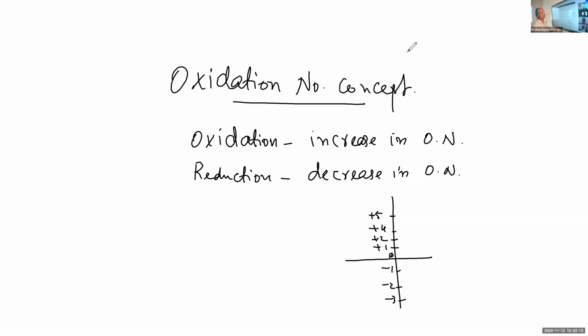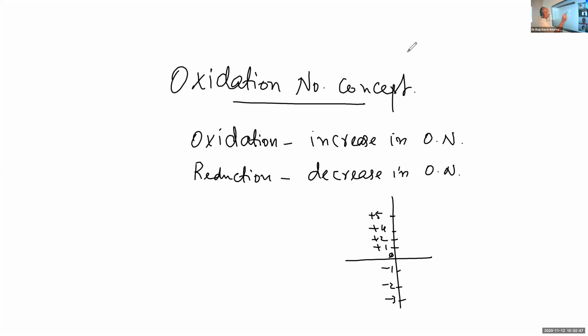Suppose -2 is changed to 0. There is an increase in the oxidation number. -2 becomes 0, increase. -2 becomes +2, increase. Or 0 becomes +1, increase. 0 becomes +2, increase. 0 becomes +3, increase. And the increase in the oxidation number is called oxidation.